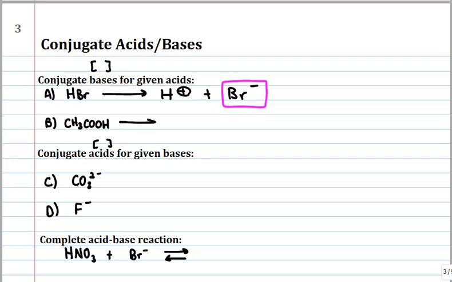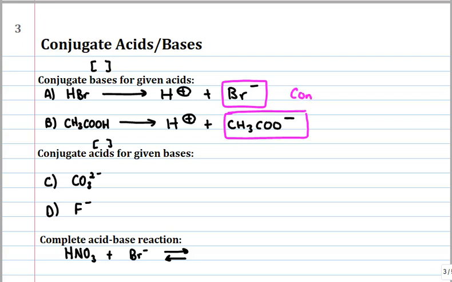Alright, CH3COOH. What we know is it can kick out a H+, and then what's left over? Well, something that has a negative charge. So what's left over? CH3COO, and it's going to be minus. How do I know that's minus? Because something that had no charge, CH3COOH, kicked out a H+, and so what's left over has to have a negative charge. We have to have charge balance across this yield sign. So CH3COO minus is the conjugate base in this case.